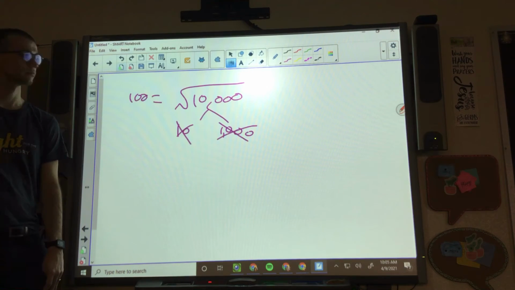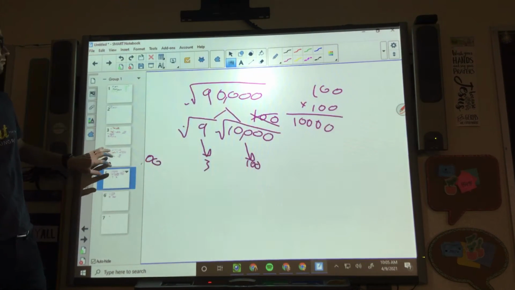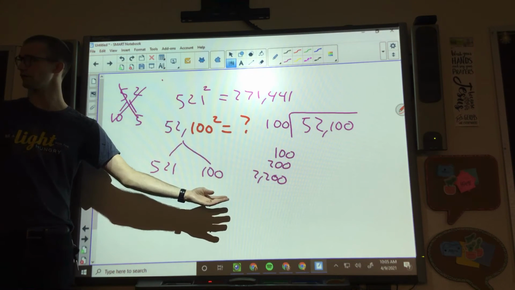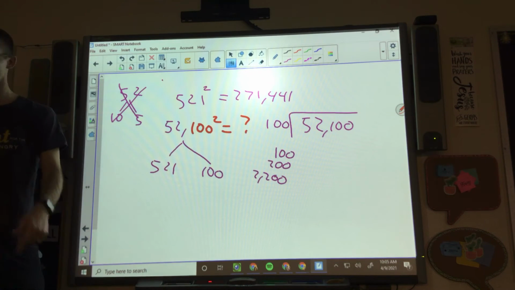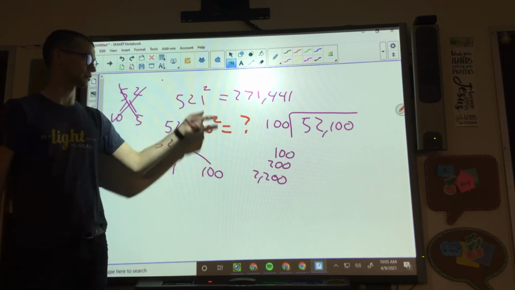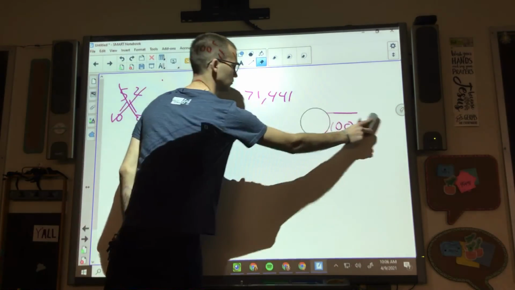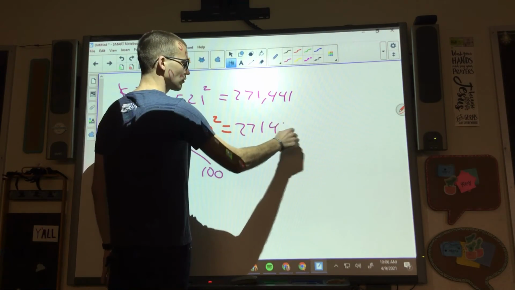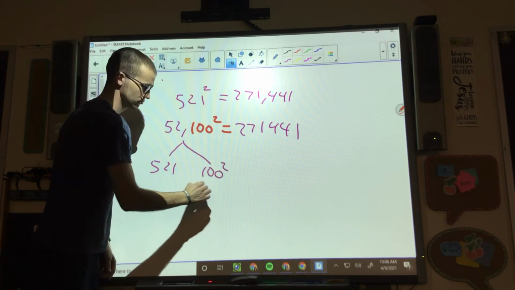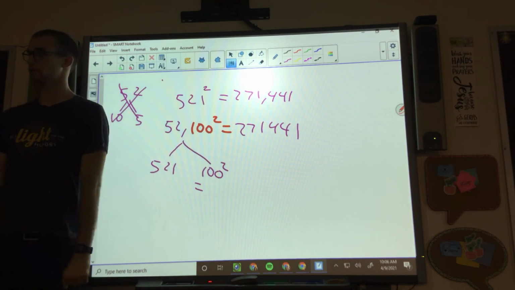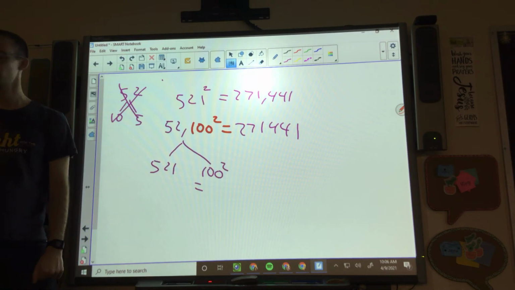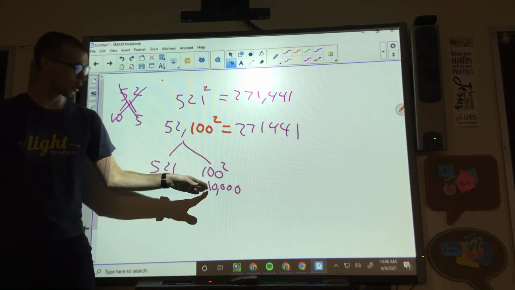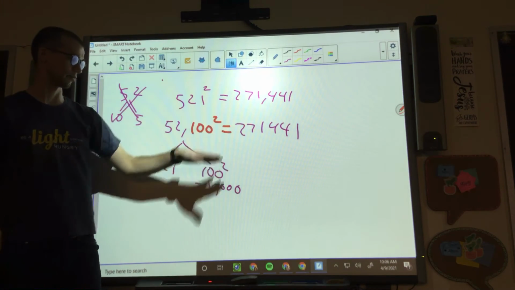So then something like 521,000, how would you break that up? 521 and 100? We know, and instead of square root, we're doing the squares of things. We know what the square of 521 is. It's 271,441. And then what is 100 squared? 10. No, squared. That's the square root of 100. What's 100 times 100? 0, 0, 0, 0, stick a 1 on the front. Because you've got 2 zeros, multiply it, 2 zeros, 10,000. So I take all of those zeros and I stick them on the end of here, because it's like this number times 10,000.